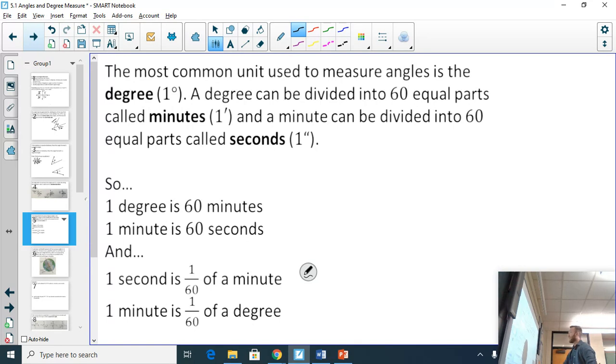All right, the most common unit used to measure an angle is the degree. A degree can be divided into 60 equal parts called minutes, and a minute can be divided into 60 equal parts called seconds. So it's kind of like hours, minutes, and seconds, except we're not talking time, we're talking degrees, minutes, and seconds, which is different, but it's split up the same way. So if you ever have trouble thinking about how to convert things, just pretend degrees are hours and then change it at the end. And so what this means is 1 degree is 60 minutes, 1 minute is 60 seconds, and 1 second is 1/60th of a minute, and 1 minute is 1/60th of a degree.